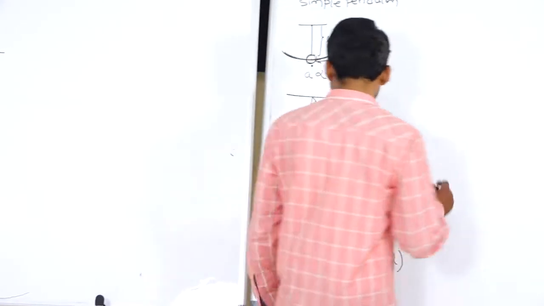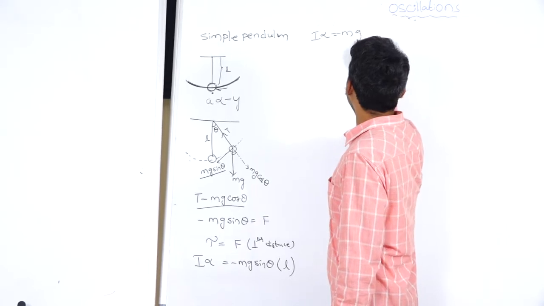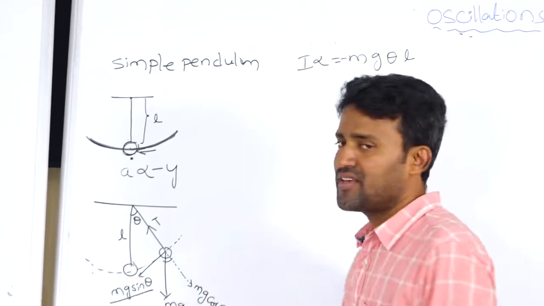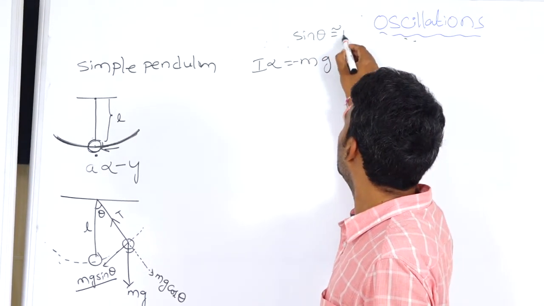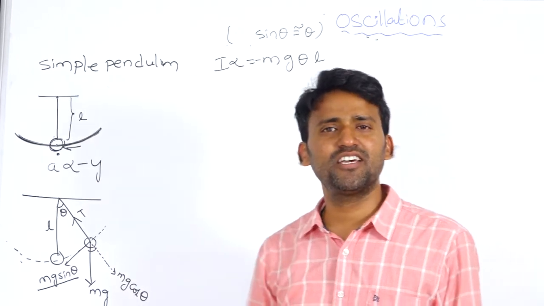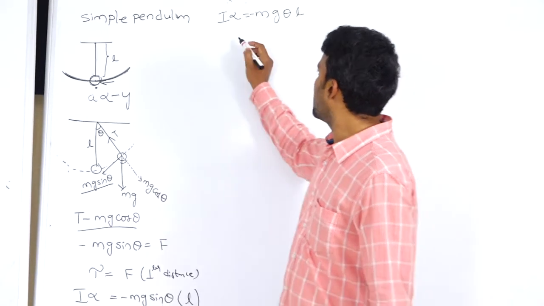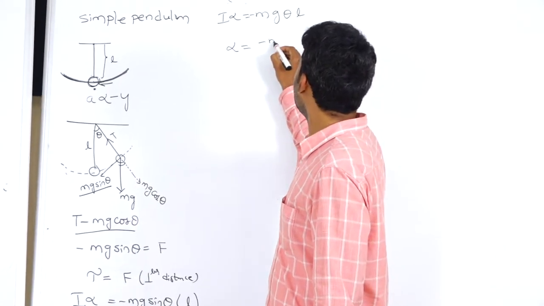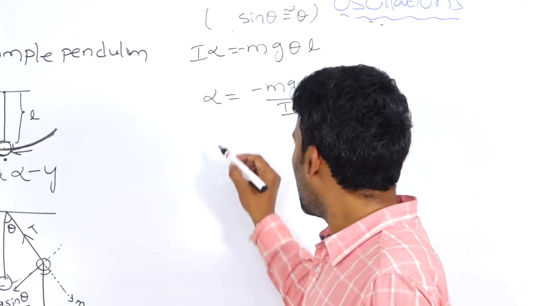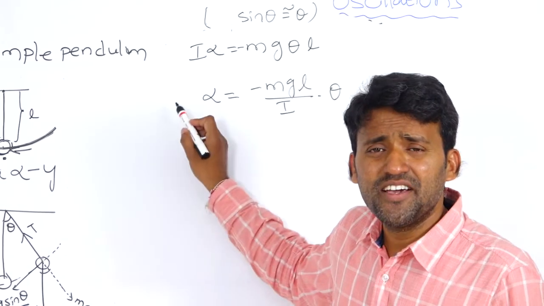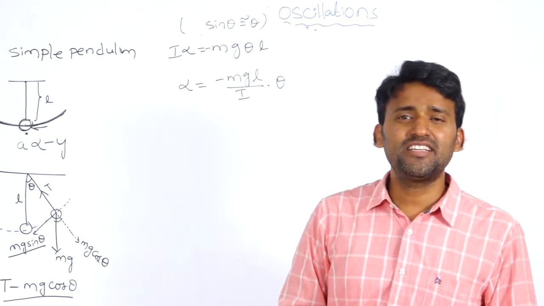Then from this equation you can write I alpha is equal to minus mg theta times L, because the angle is very small, sin theta is nearly equal to theta. So I have written sin theta as theta. Now alpha is equal to minus mgL divided by I times theta, where alpha is the angular acceleration and theta is the angular displacement.